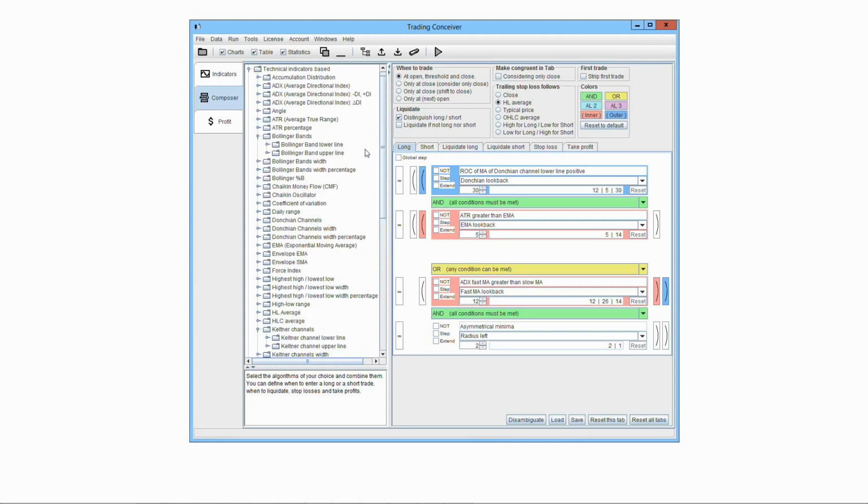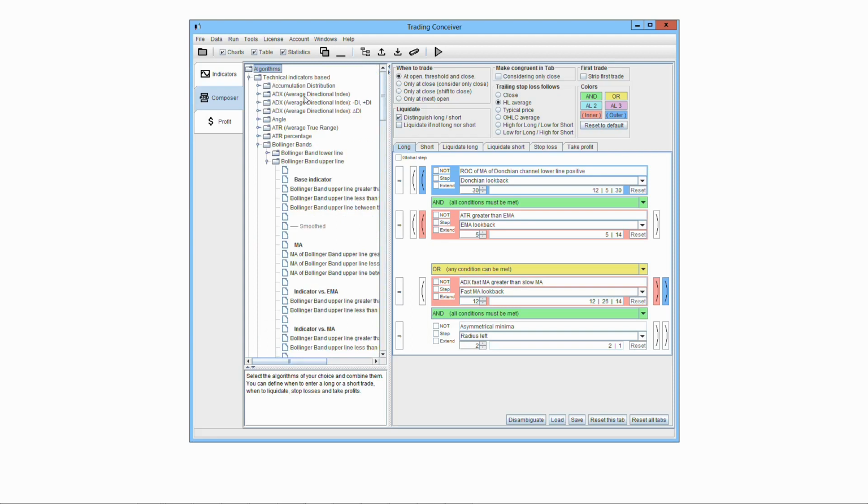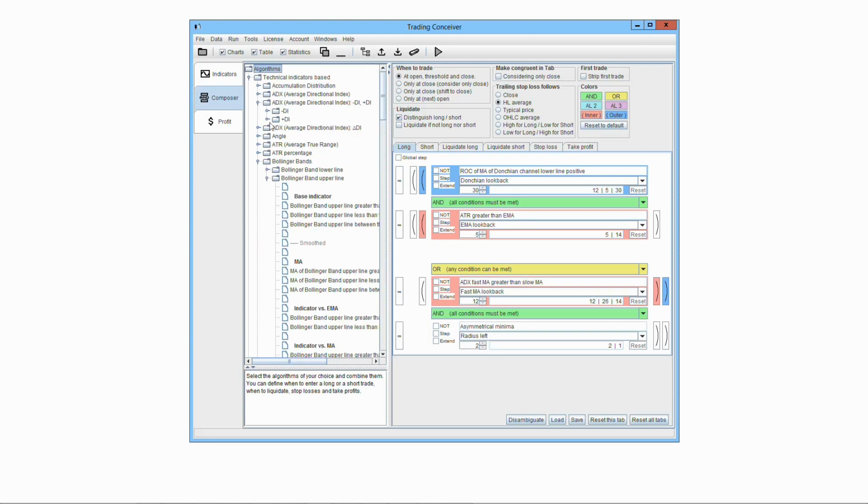To render the elementary trading algorithms more standardized, for those indicators consisting of more than one significant curve, the algorithms are further divided into sub-branches, one sub-branch for each curve. A typical example are channels and bands indicators, like the Bollinger Bands, the Kellner channels, and so on. They have a branch for the lower line and another branch for the upper line. Another example is the ADX in its plus-minus DI forms.